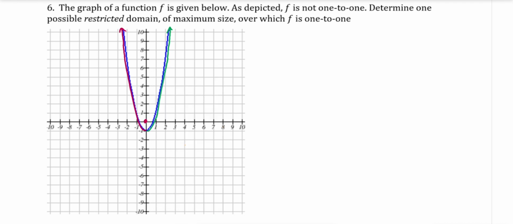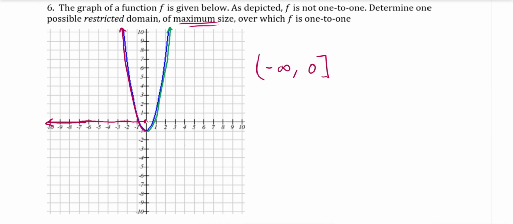respectively. So I could choose to look at just the left half of the graph. That is to say, just look at the negative values. We could go from -infinity up to 0. And what they mean by of maximum size is just that you wouldn't want to take a proper subset of that. That is one-to-one in this region, but we could do better. We could get bigger and include more and still have it be one-to-one.